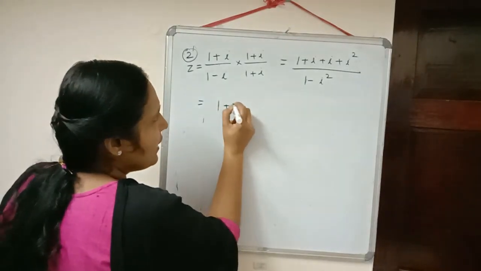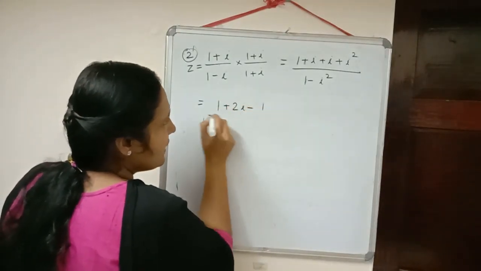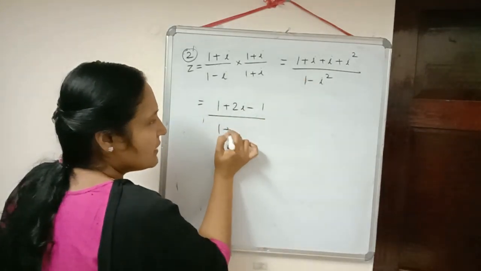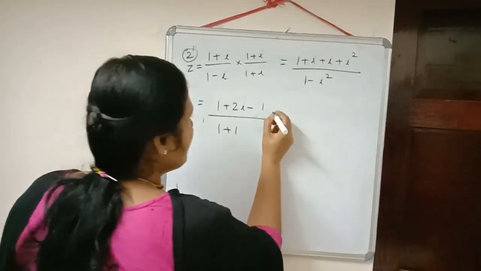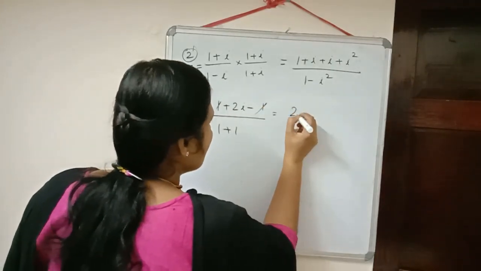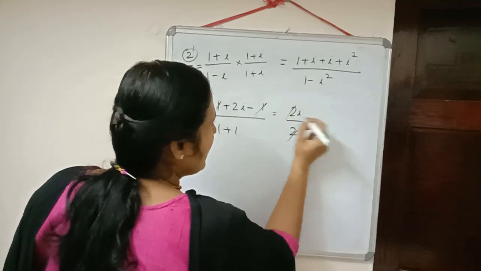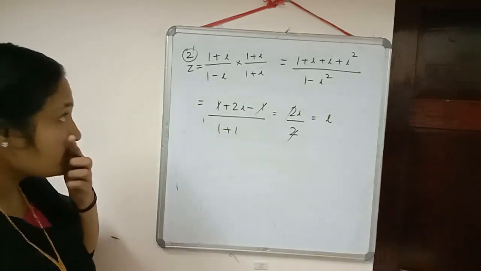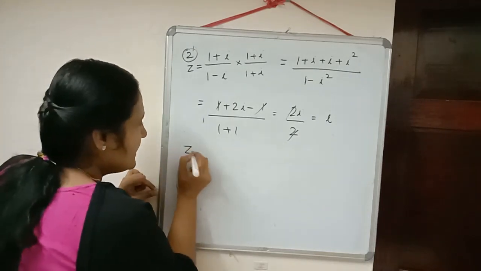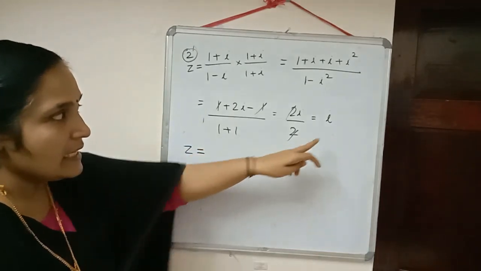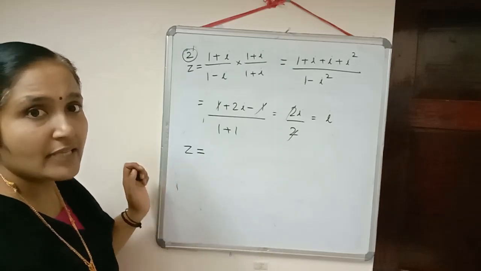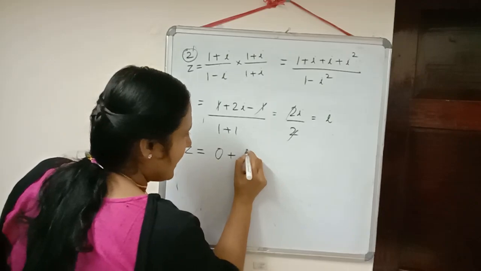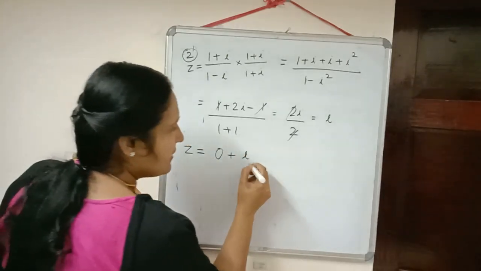So we get 1 plus 2i minus 1 by 1. i square is minus 1, so minus into minus will give you plus. 1 and 1 will get cancelled, 2i by 2, 2 and 2 also get cancelled. We get z equal to i. Now we have to write it in standard form. Here we have the imaginary part but we don't have the real part, so we rewrite it as 0 plus i.